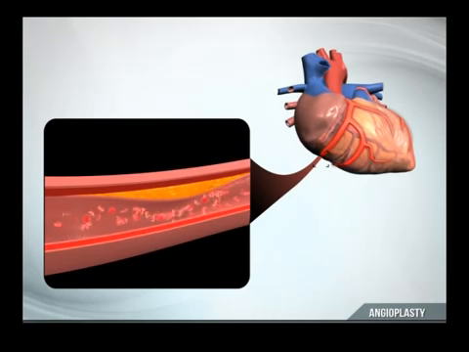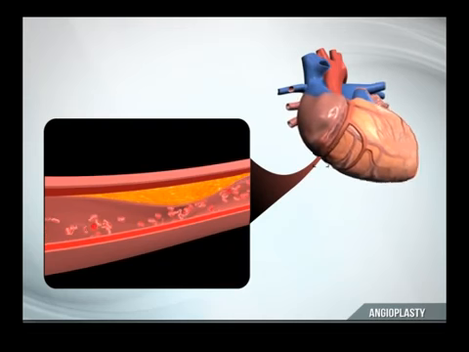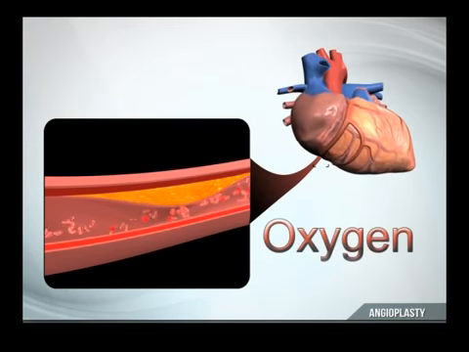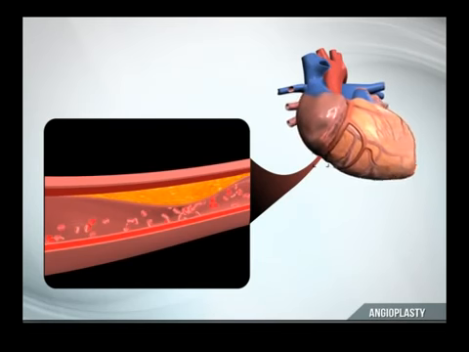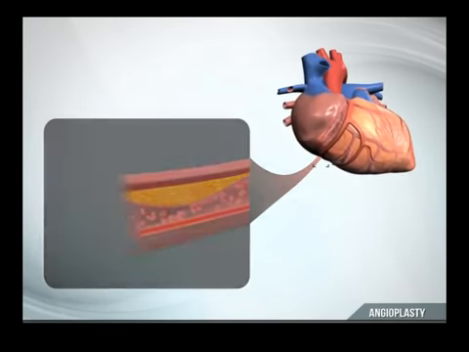This can affect one or more arteries. When the arteries get narrowed, they are not able to supply adequate amount of blood and oxygen to the pumping heart. This lack of oxygen in the heart muscle causes chest pain or angina.